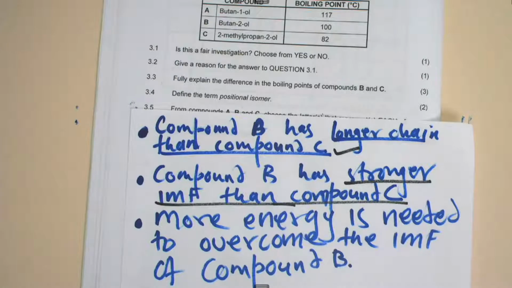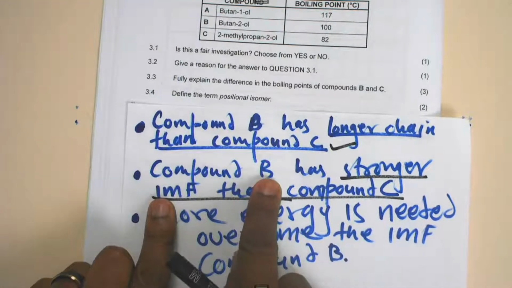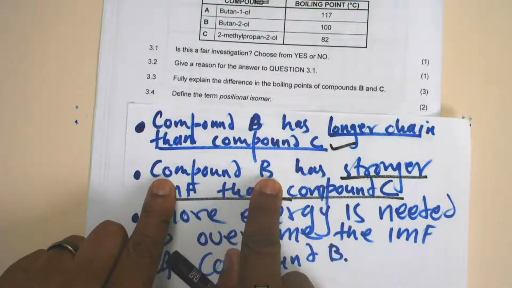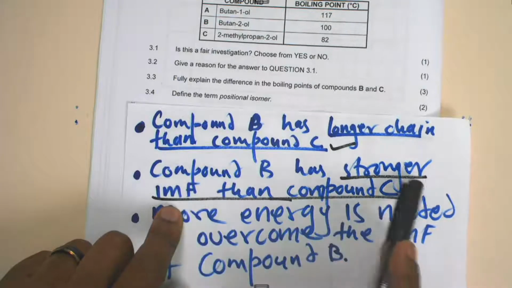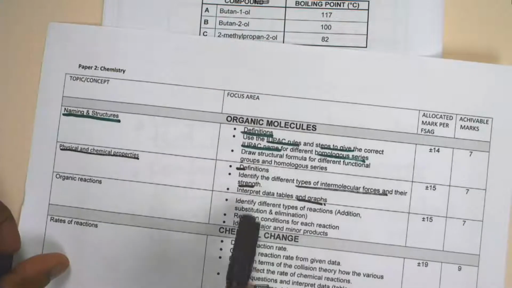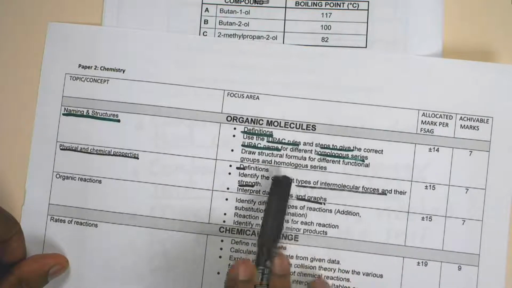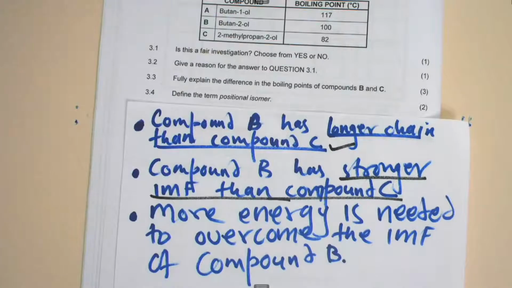But the ideal way of saying it is compound B and C have strong hydrogen bonds, but compound B has stronger hydrogen bonds than compound C. So that is if we are going to be specific in terms of what type of intermolecular force is present in compound B and C. Hence they say here, identify the different types of intermolecular forces. So it will be advisable for us to write them down fully.